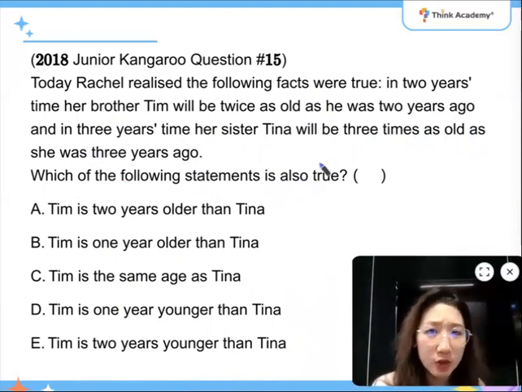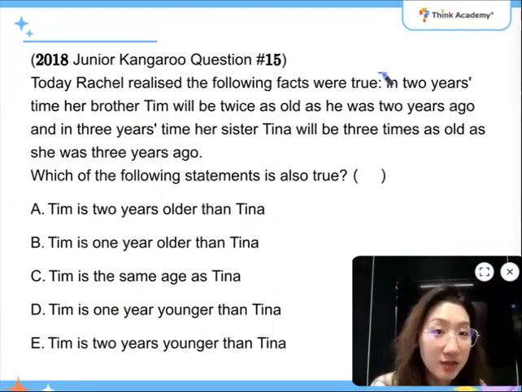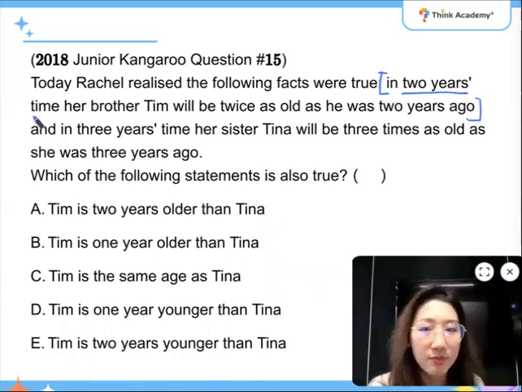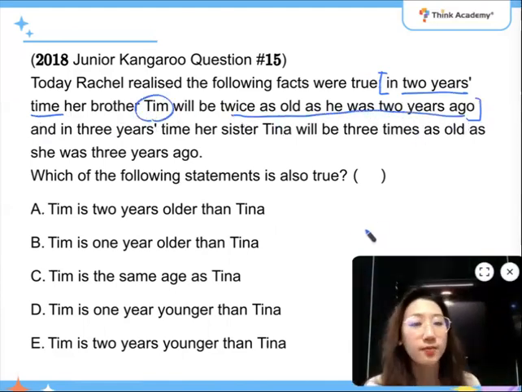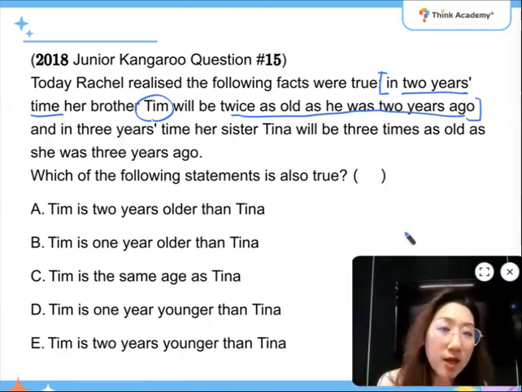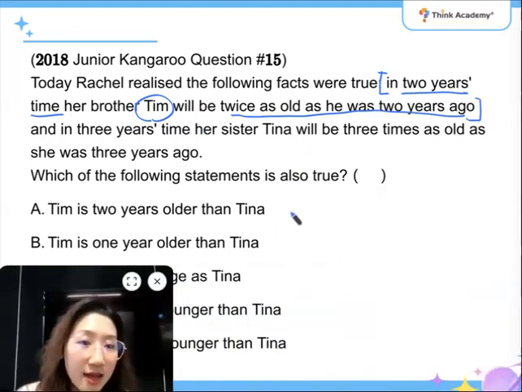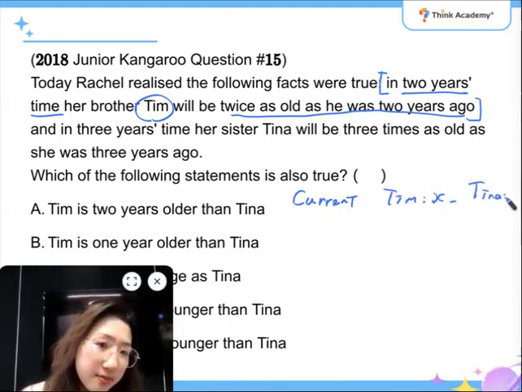Okay, so for this question, don't be scared by how many people are there. Actually, Rachel is not part of it. We're just comparing the ages of Tina and Tim. So let's analyze these 2 sentences one by one. In the first sentence, it says, in 2 years' time, her brother Tim will be twice as old as he was 2 years ago. Whenever you see this kind of "something will be something", think about an equation. Let's say currently, this year, Tim's age is X and Tina's age is Y.